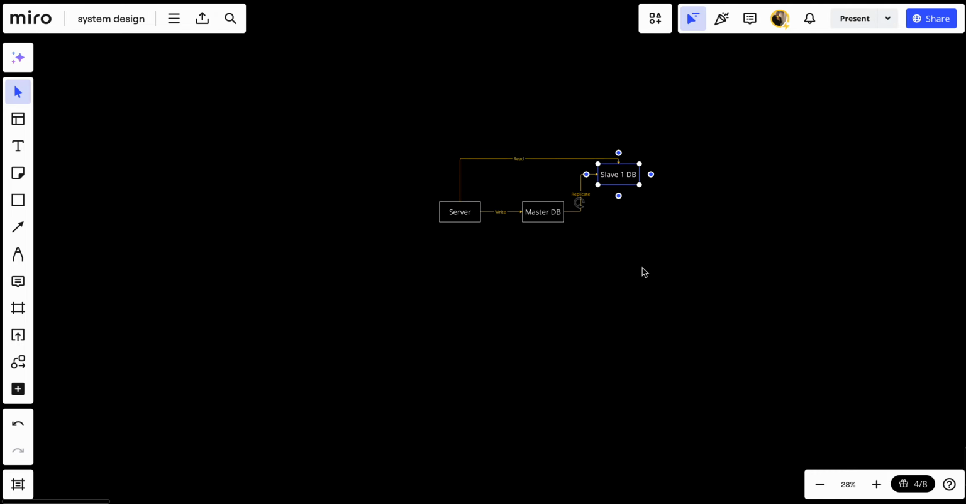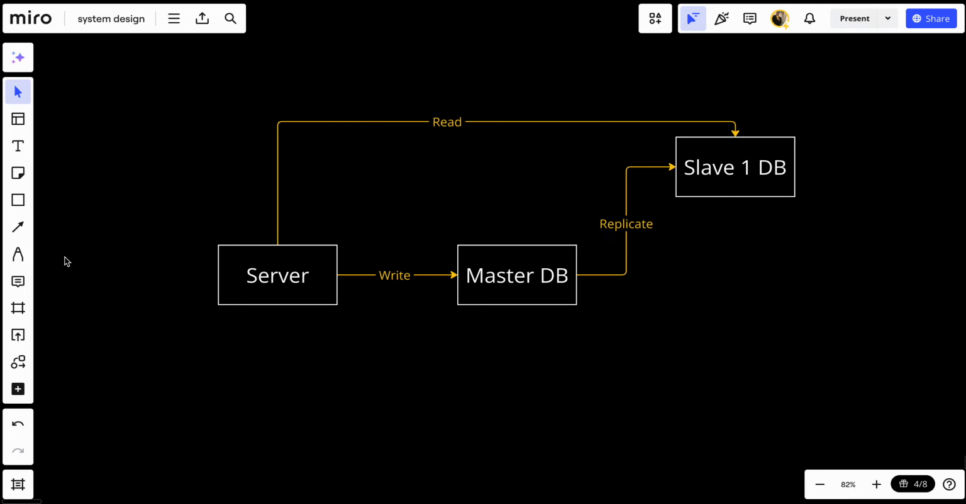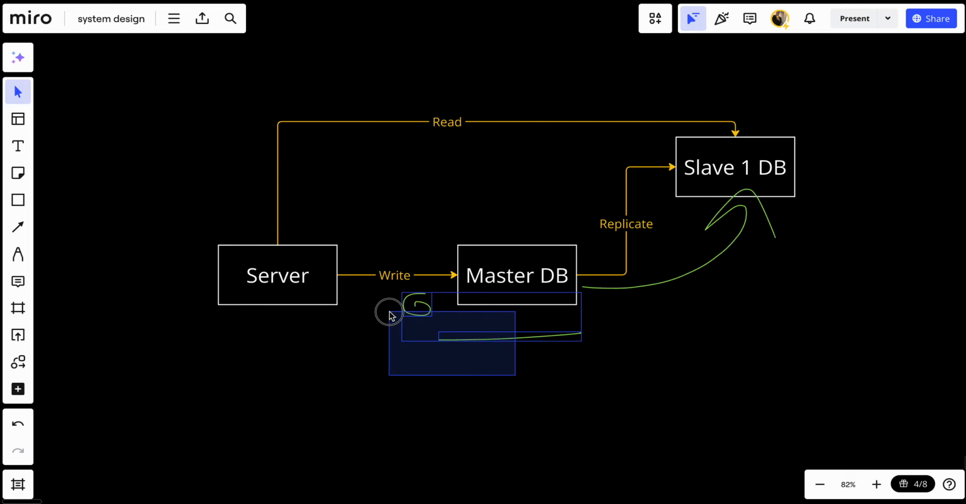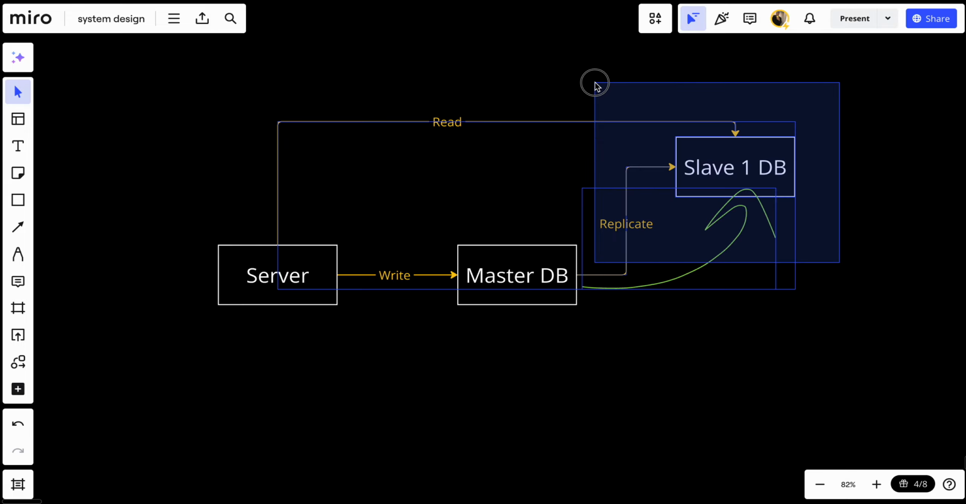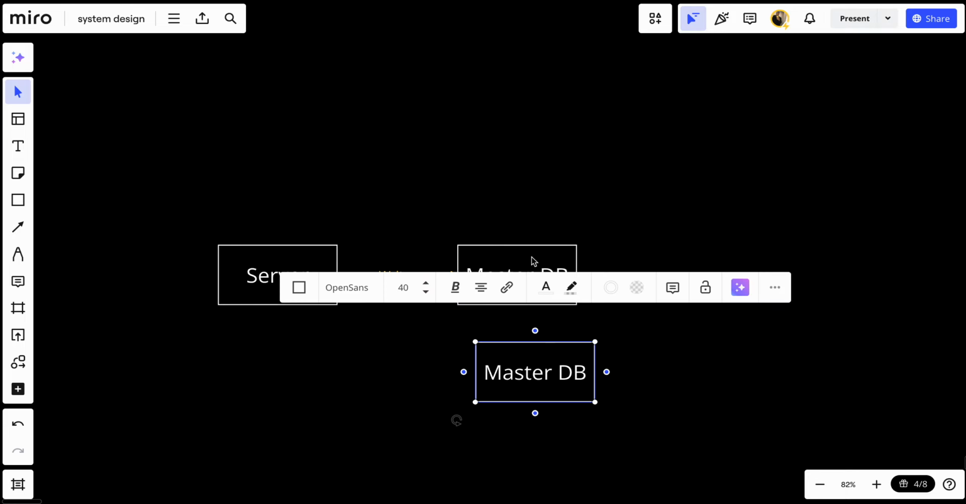So, unlike the master-slave database, where the master handles the write operation and then replicates all the data to the slave, and the slave in turn handles the read operation, right now both of them are masters, and both masters handle both. Let me copy this master.